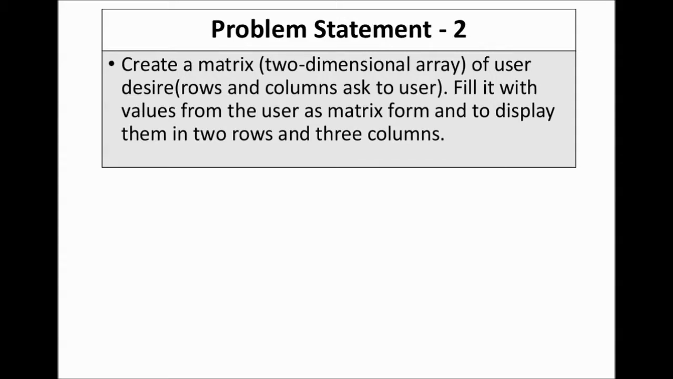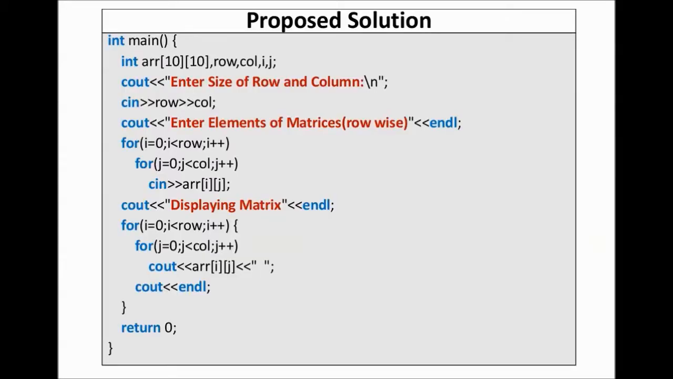In the main program, first of all we create an array with the name arr, and initially we give it a size of 10 by 10, which is the maximum size of this array. Then we use two variables, row and column, to ask the user to enter the number of rows and columns. To enter the values in this matrix, we declare another two variables, i and j, and use them in nested loops.